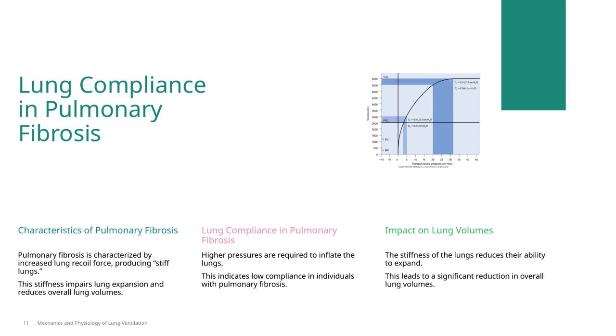Pulmonary fibrosis is characterized by an increased lung recoil force, which makes the lungs feel stiff, what we call stiff lungs. This stiffness hampers their ability to expand properly and ultimately reduces the total lung volumes. So, in essence, because the lungs are less compliant and more recoil-prone, they can't take in as much air as they normally would. This significant reduction in lung volume is a direct result of the stiffness caused by fibrosis, which is a crucial point to understand in considering how pulmonary fibrosis affects respiratory function overall.